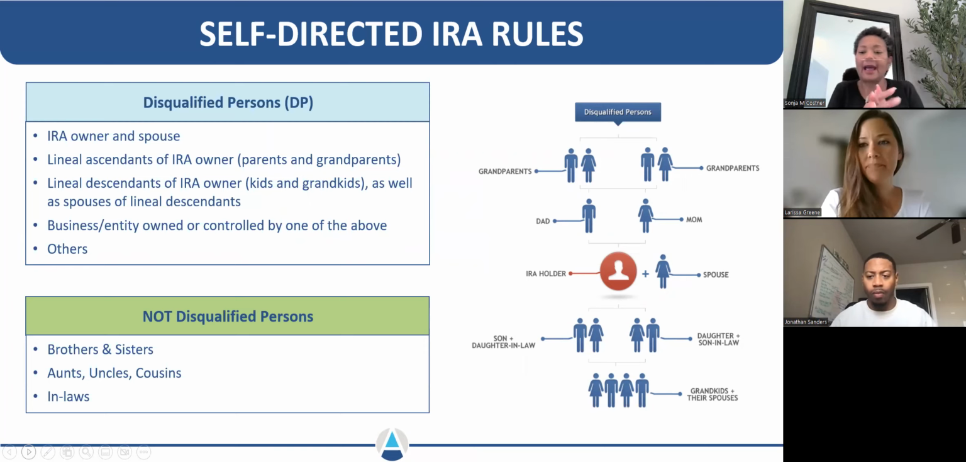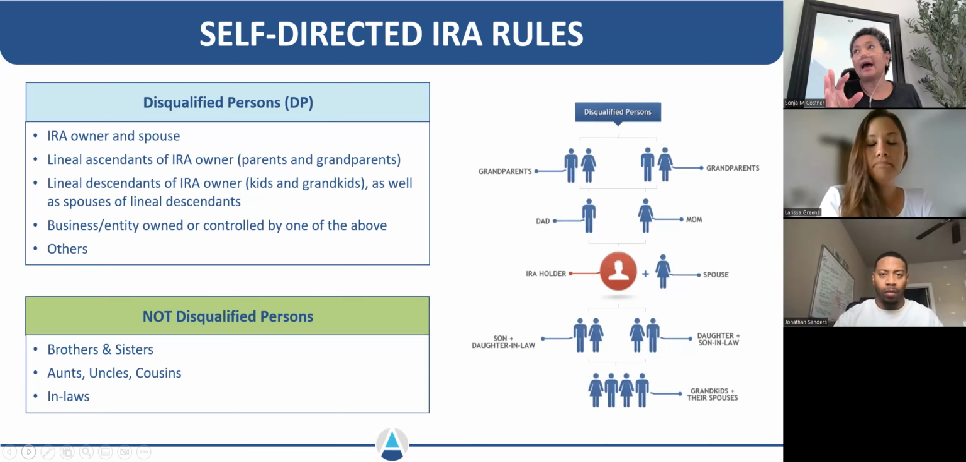I just want to use a simple example. If I own a property in my self-directed IRA, and it needs some level of maintenance, I cannot go do the maintenance myself, but I can hire a qualified person to do that maintenance, correct?